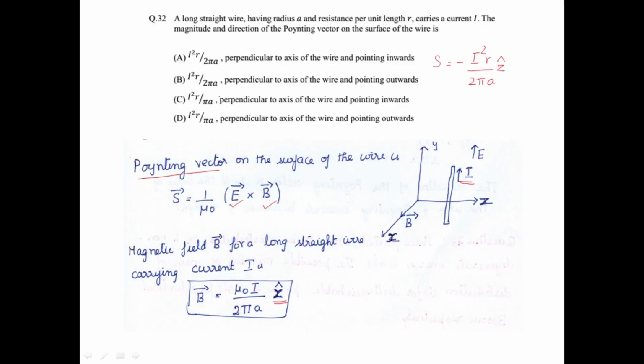So answers C and D are incorrect. The answer is either A or B. This negative sign denotes that the Poynting vector is pointing in the inward direction.